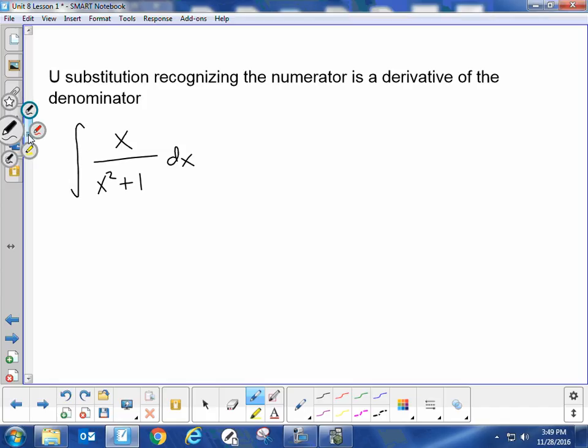We will have to see that sometimes, if I see that this is a derivative of that, I will set U equal to my denominator.